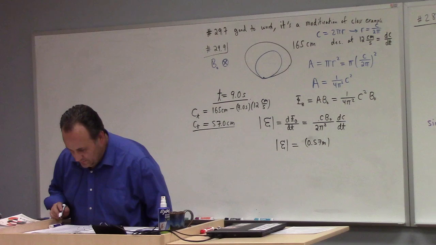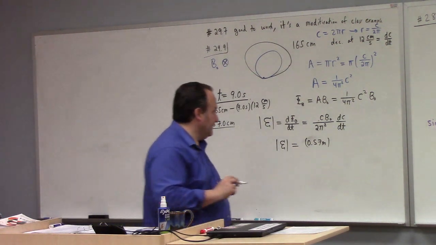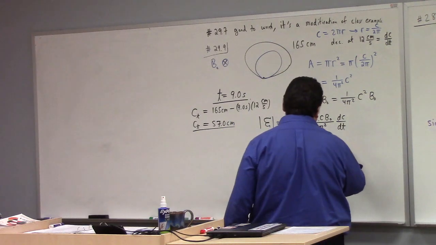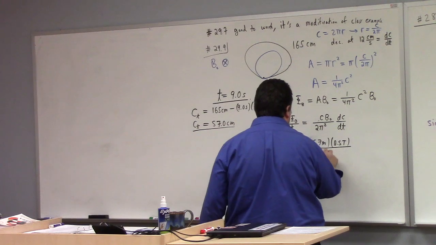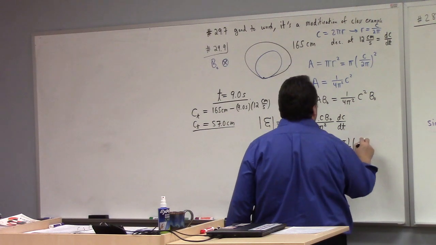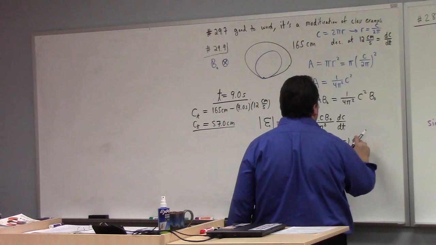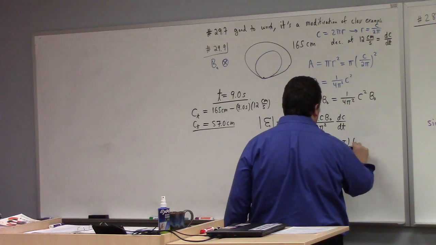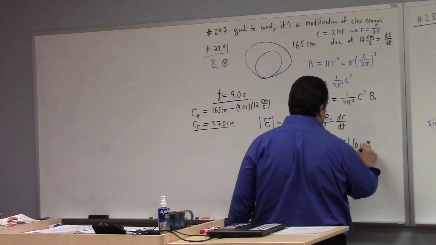Oh. 0.5 Teslas, right? Divided by my 2 pi squared. And my dB/dt. I'm just using everything positive here. Technically it's negative, but I think that's 0.012 meters per second.